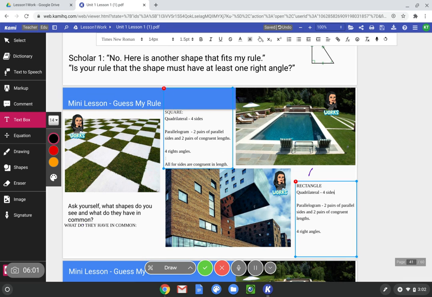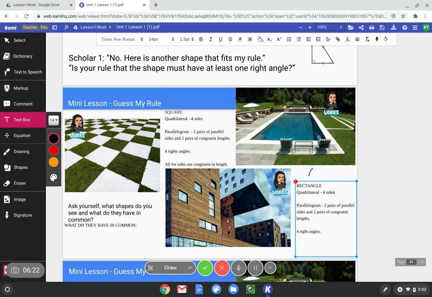What are the attributes of the square? What did you write down? Quadrilateral, four sides, parallelogram, two pairs of parallel sides, and two pairs of congruent lengths. Four right angles. Okay, everything seems to be checking out. Squares and rectangles seem to be the same. But wait, all four sides are congruent in length. There we go.